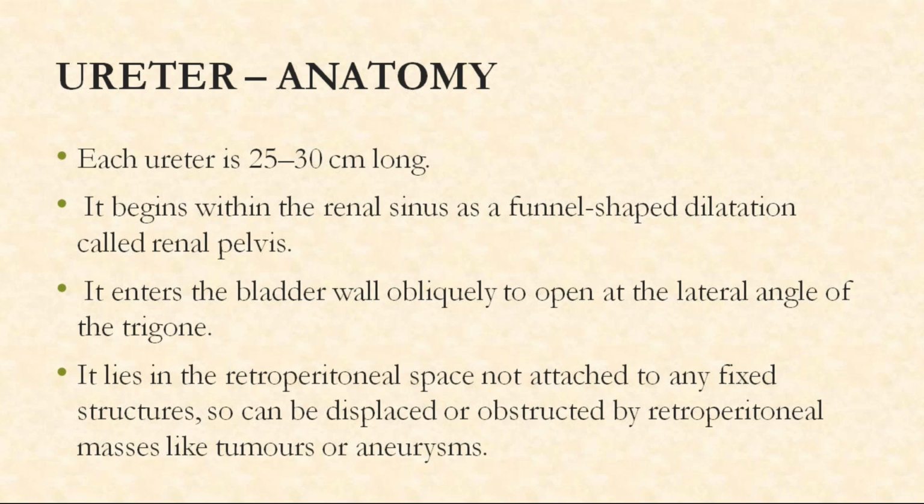So next, remember the anatomy of the ureter. Each ureter is around 25 to 30 centimeters long. It begins within the renal sinus as a funnel shaped dilatation called the renal pelvis. It enters the bladder obliquely to open at the lateral angle of the trigone. It lies in the retroperitoneal space, not attached to any structures, so it can be displaced or obstructed by retroperitoneal masses like tumors or aneurysm.